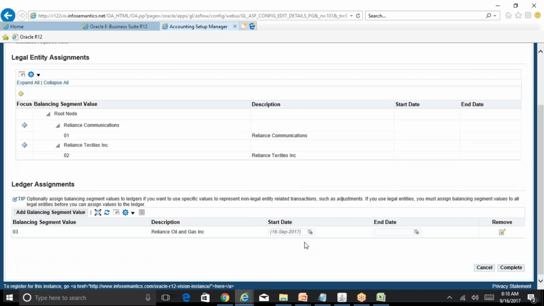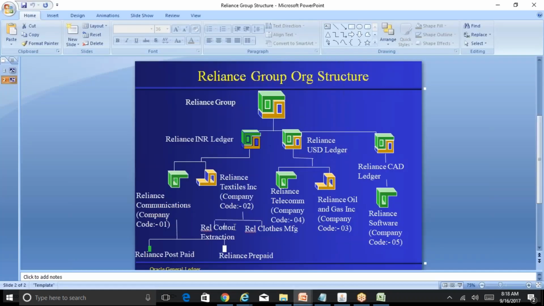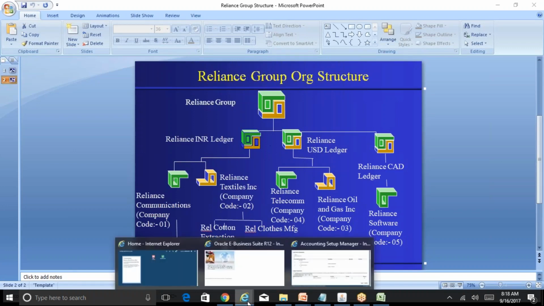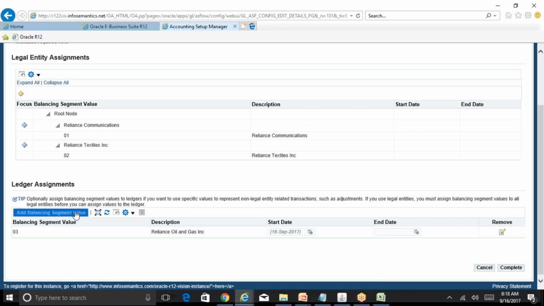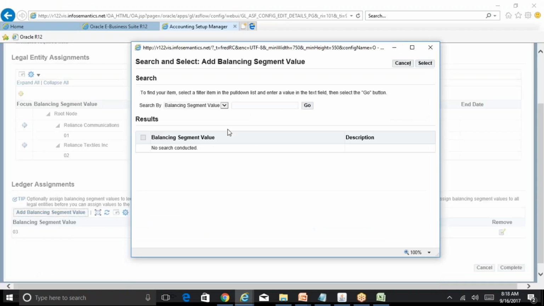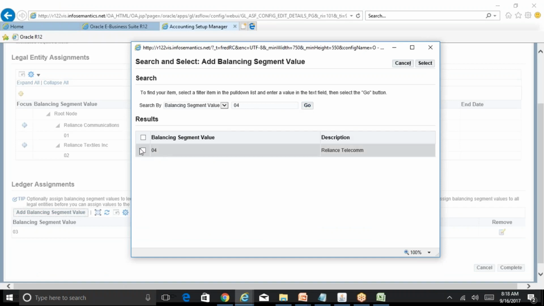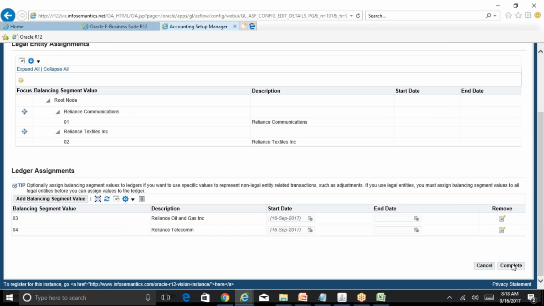Okay, so now what I'll do is I'll try to assign one more company code here. So 03 is the company code which we have assigned. So add one more balancing segment value. So 01, 02 are already available in the INR ledger under legal entity level. So 03 we have assigned earlier. Now I'll try to assign 04 also.